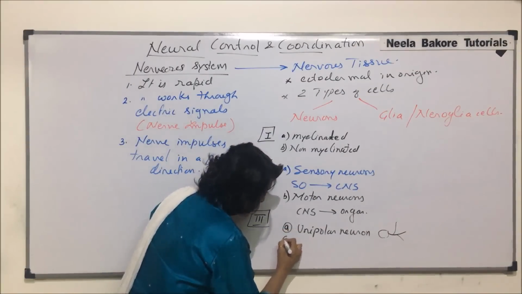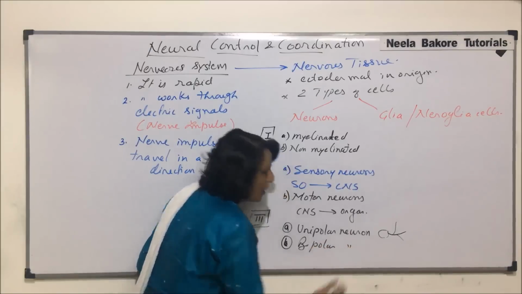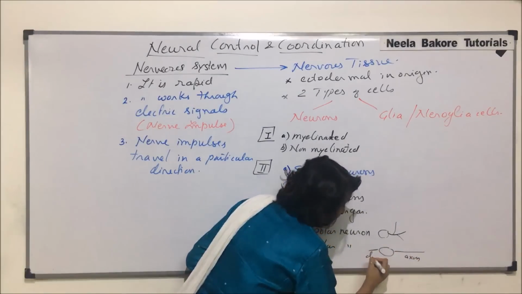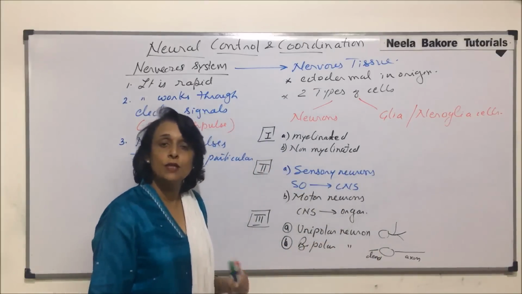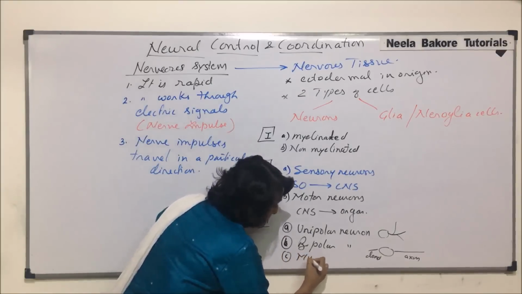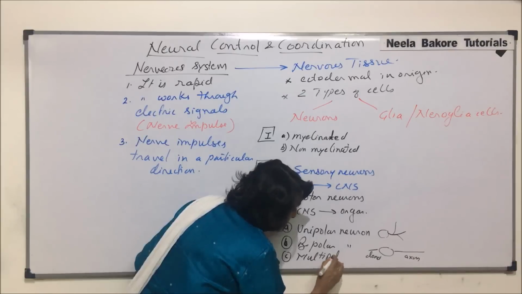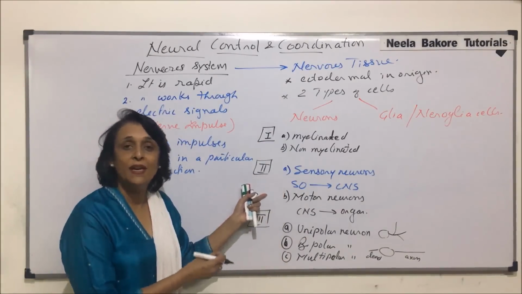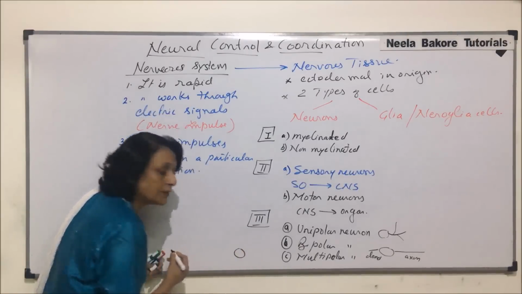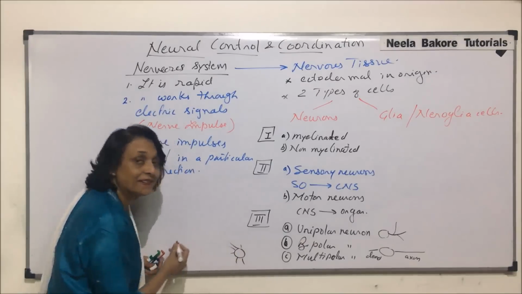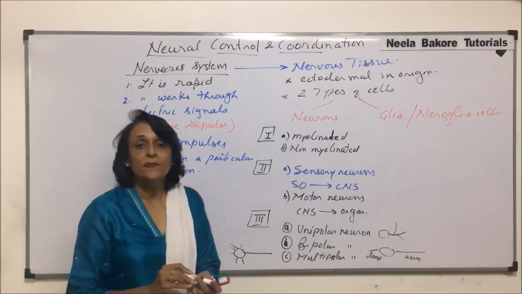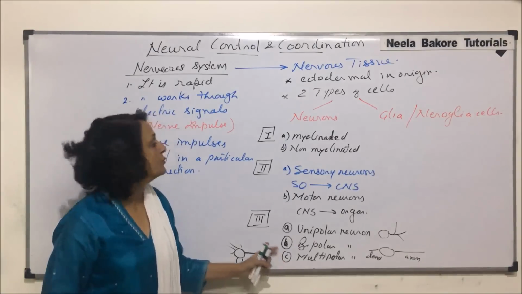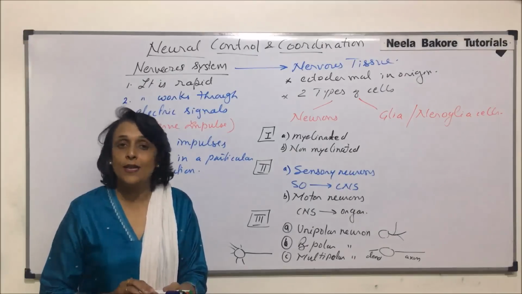Second is bipolar neuron. In bipolar neuron, from the cell body, there is one axon and one dendrite. Then such a neuron is known as bipolar. And third are multipolar neurons. These are the most common neurons that we talk of. The diagram which we made is of multipolar neuron. This is the cell body, and there are many processes, dendrites, and only one axon. So on the basis of how many processes they have, we classify them as unipolar, bipolar, and multipolar neurons. So these are the three ways in which neurons can be classified.